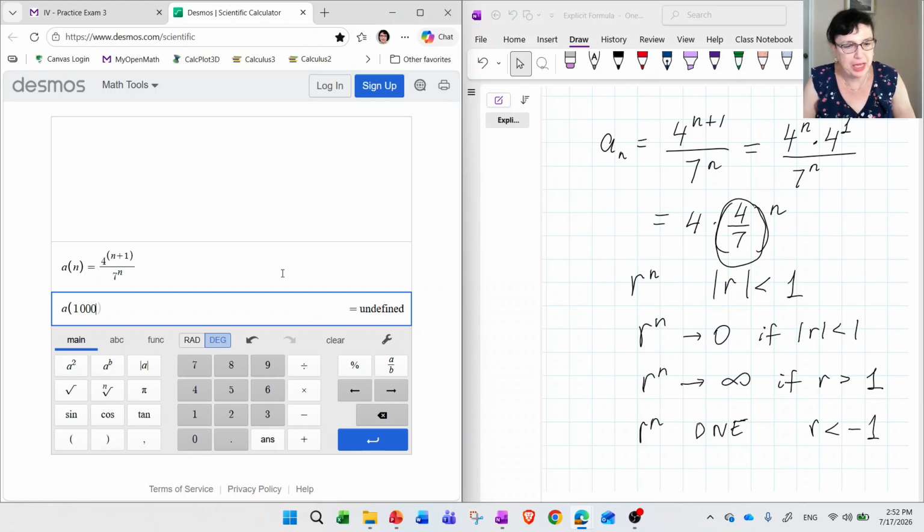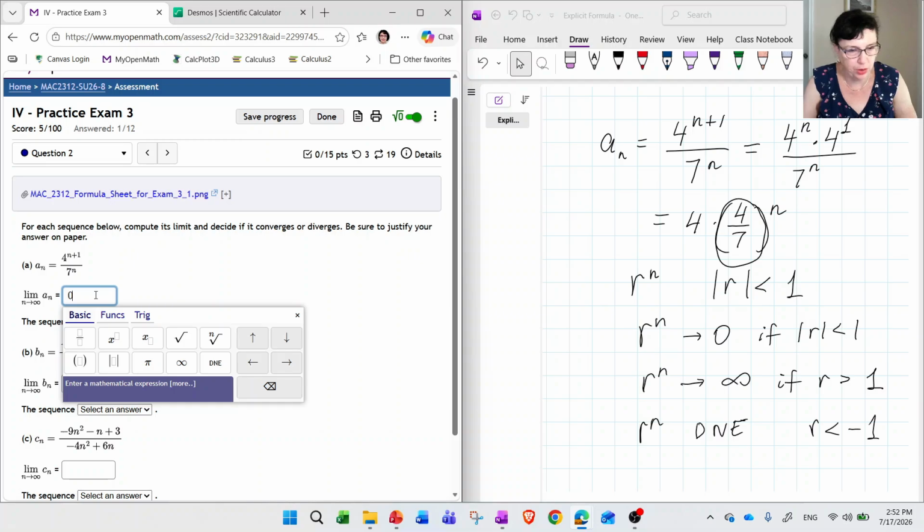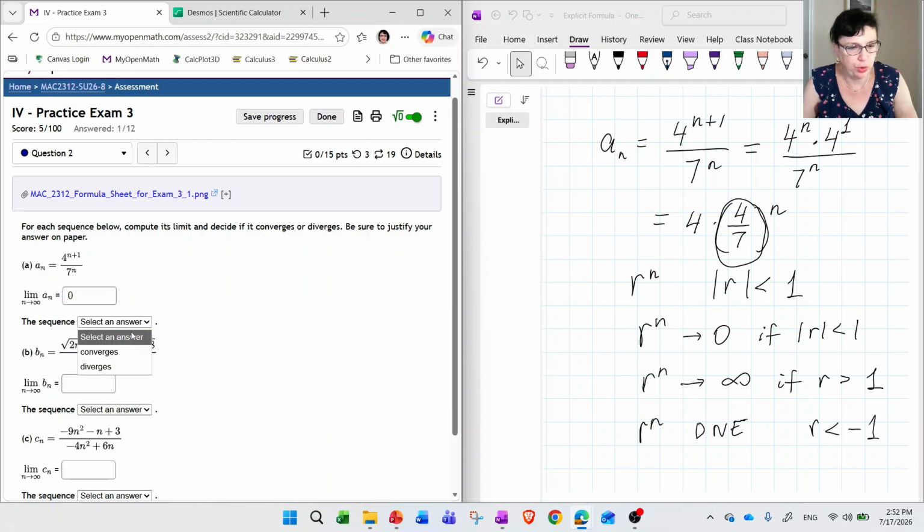Well, the calculator gave up. But even at 100, look at that number, 10 to the negative 24. What does that mean? It means that you have to move the decimal point 24 places to the left. So it's like 23 zeros and then 1987. It's a sequence that goes to 0 so fast. So I know this thing is going to go to 0, and it is going to converge.